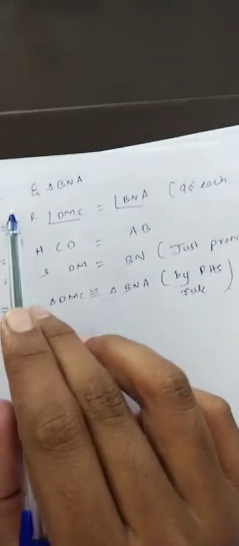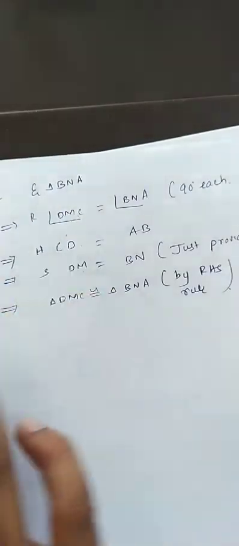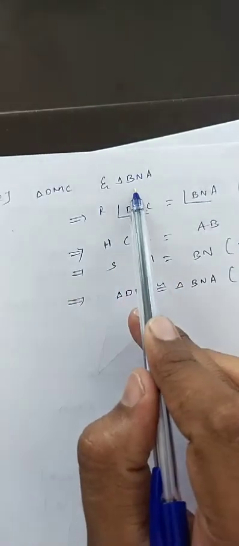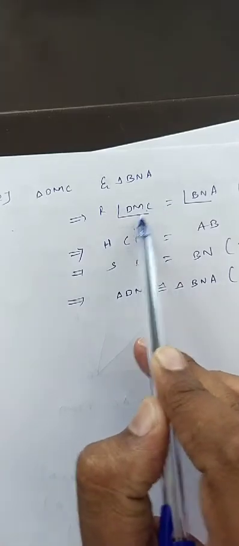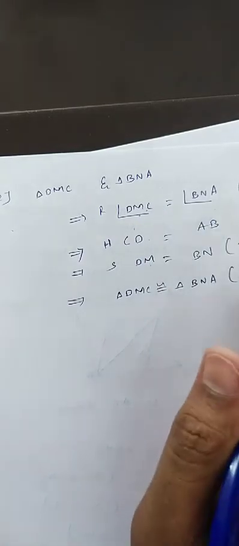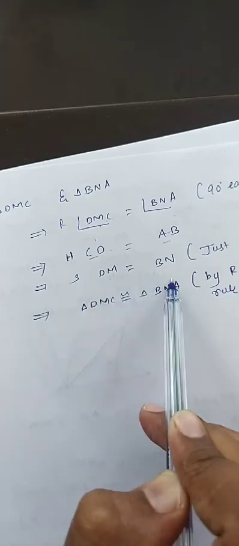So now see triangle DMC and triangle BNA. Angle DMC is equal to angle BNA because both are 90 degrees each, and CD is equal to AB, because it is a hypotenuse, and DM is equal to BN.